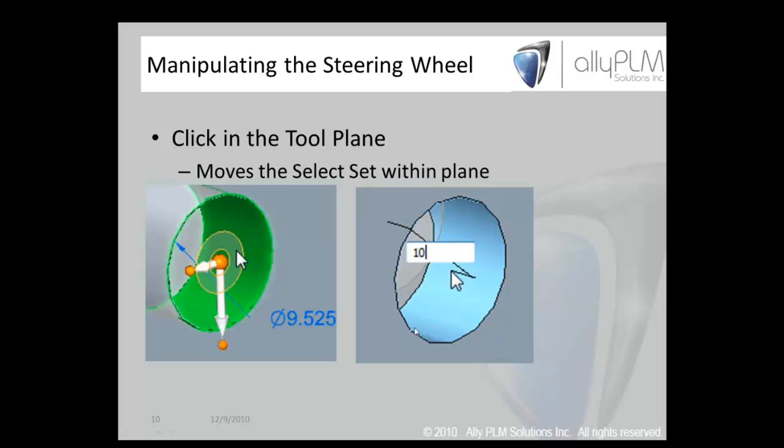We can move those linear in that direction, but if I click inside the tool plane, you see I have more of a free-form move. I can move X and Y at the same time. I can specify a value. In this case, I have 10 typed in, but I can also click on a key point. I'll show you an example of that just in a little bit.